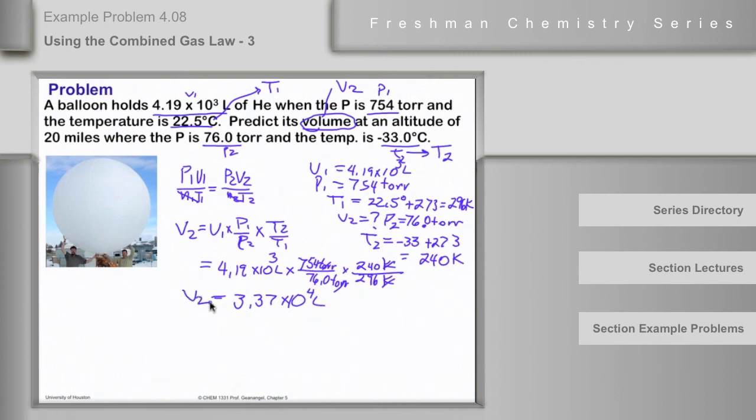is V2. So the balloon expanded significantly, as you might expect, but these two factors tell you the influence of the pressure change and the temperature change. And I think you can see the influence of the pressure change is the greater of the two there.